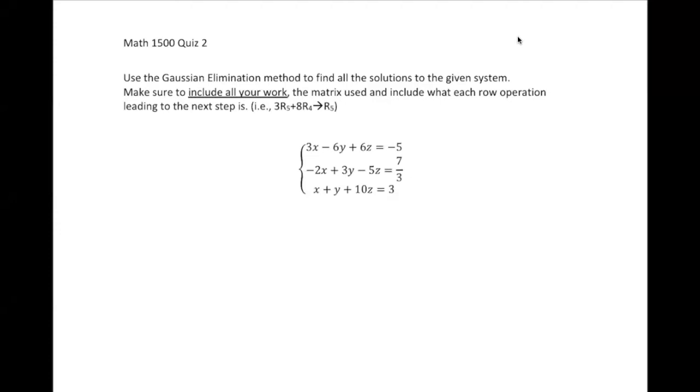Okay, so right here, we're asked to use the Gaussian elimination method to find all solutions to this given system. And we want to make sure to include all of our work, show the matrix that was used, and include any row operation that we did to lead to our next step. So that is, if we multiplied, I don't know, row 5 by 3 and added it to 8 times row 4 and put it in the place of row 5, we want to indicate that.